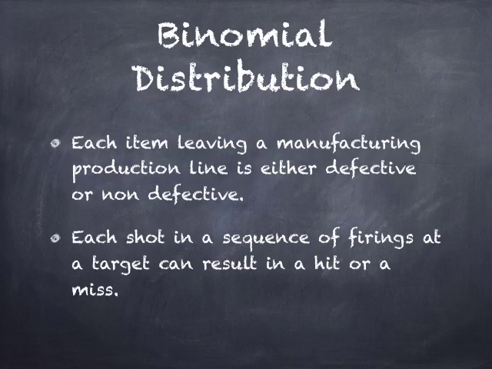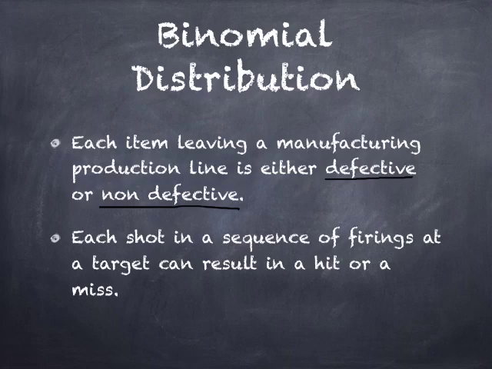So here are a couple of examples that could be used to describe the binomial distribution. The first one says, suppose that you have a production line and each item that leaves the production line could be either defective or non-defective. So before we move on to the second example, let's see what this example is actually telling us. First of all, see that the item could be defective or non-defective. So you have just two possible outcomes.